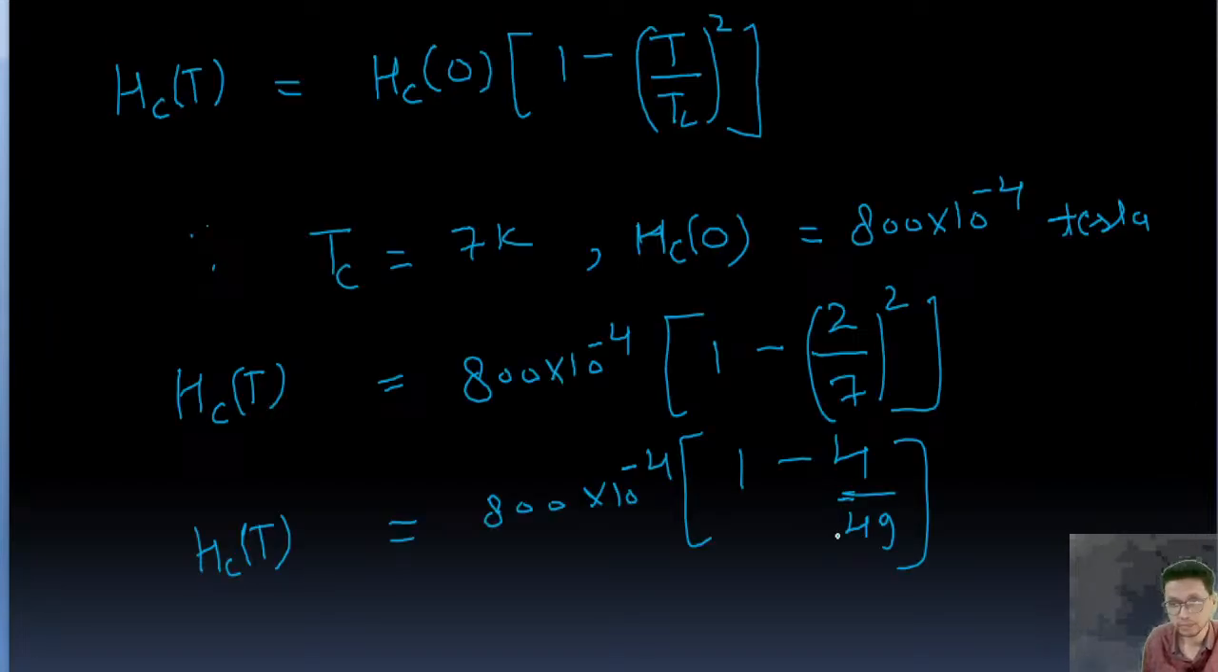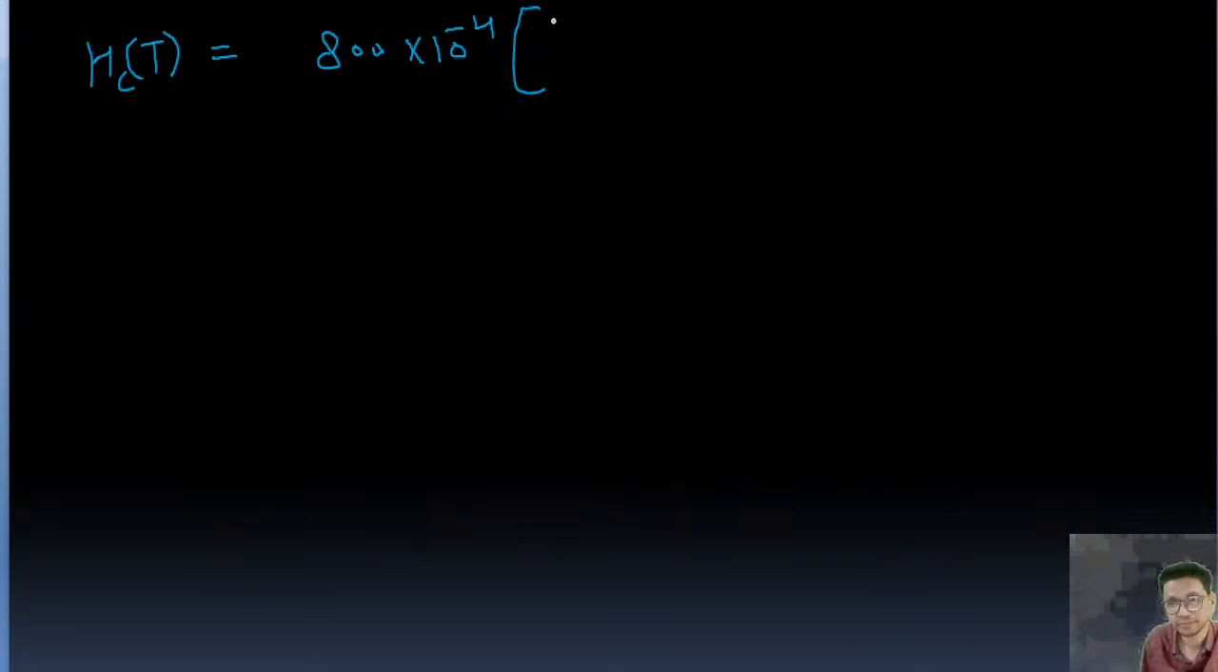It's a formula based question. This is going to be 800 into 10 to the power minus 4 into (49 minus 4) upon 49, right? This is 45 upon 49. Okay, so this is the critical magnetic field at 2 Kelvin.